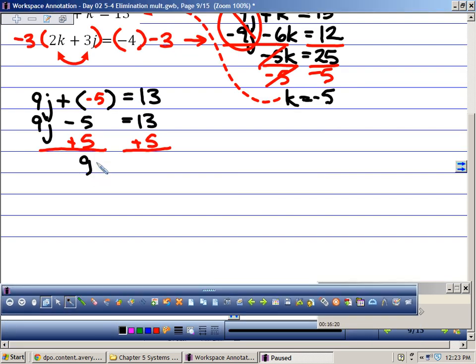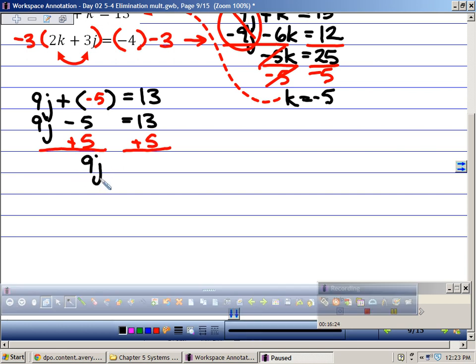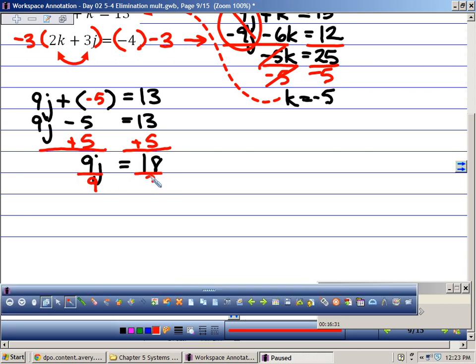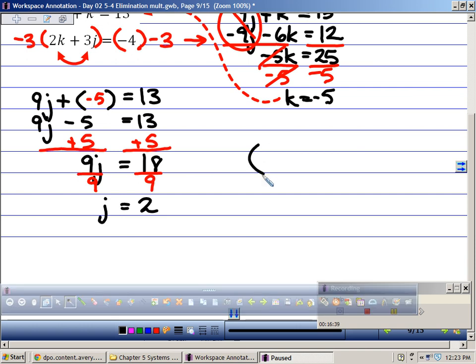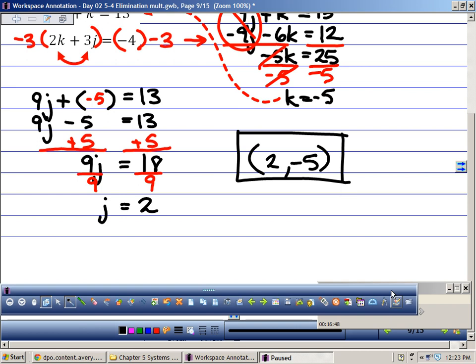And I get 9J equals what? 18. Divide by 9. J equals 2. So my solution is, which one comes first, J or K? J. 2, -5 is my solution.